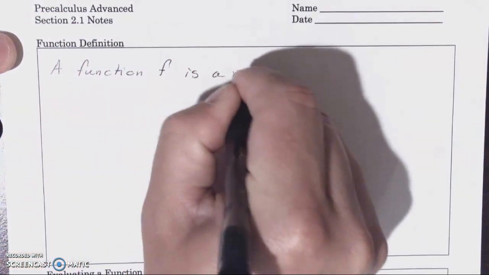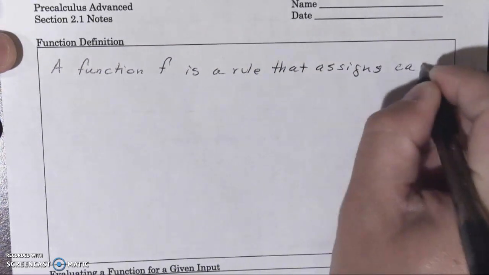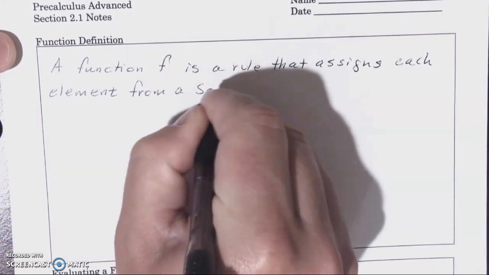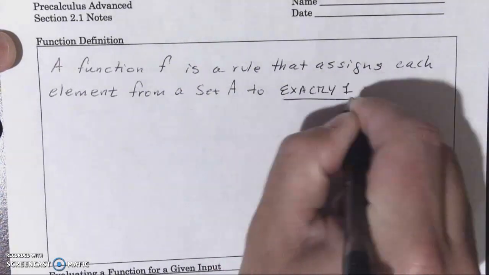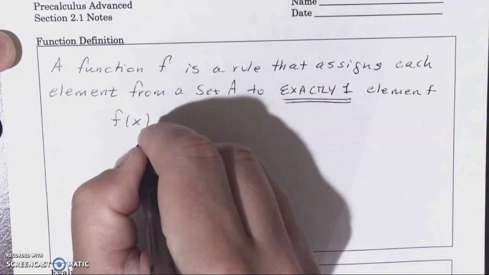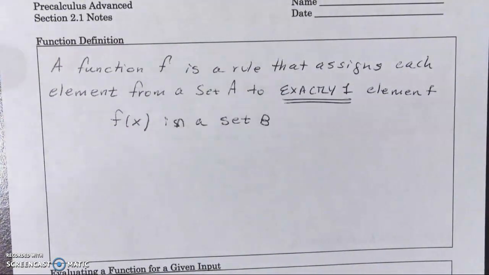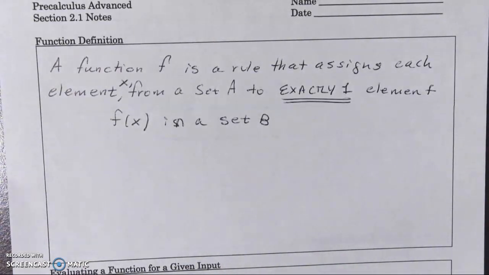f is a rule that assigns each element from a set A to, very key here, exactly one element f of x in a set B. This should say each element x from a set A to exactly one element f of x in a set B. Okay. The way you guys have probably learned functions before, at least initially from a different teacher back in your algebra classes, was inputs and outputs.